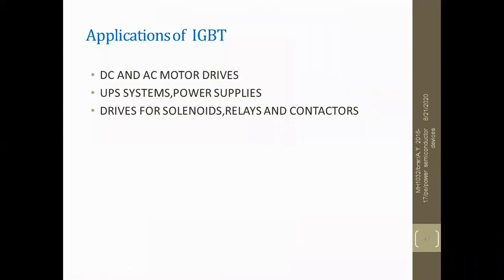Next, what about the applications of an IGBT? IGBTs are used in present motor drives, meaning DC motor and AC motor drives, and in electric vehicles, four-wheeler or two-wheeler electrical transportation. They use IGBTs, insulated gate bipolar transistors, in the power modules or power converter modules.